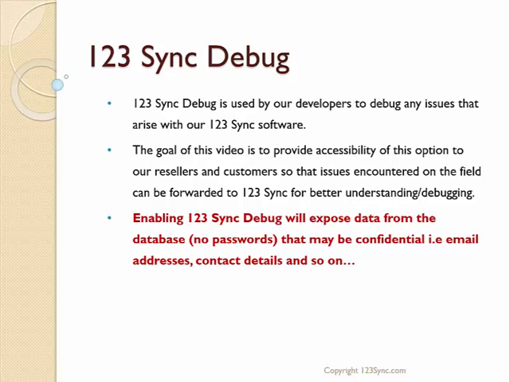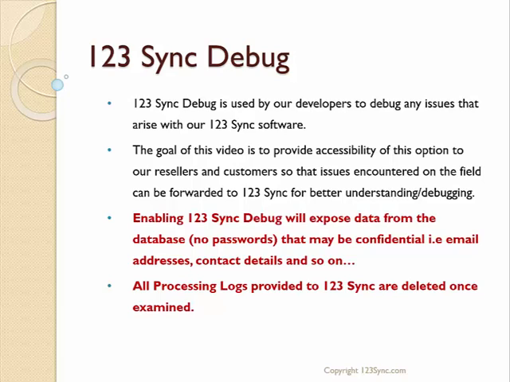Enabling 123 Sync Debug will expose data from the database. We don't expose any passwords, but we'll expose some email addresses we're trying to sync, contact details, and so on. All processing logs that are sent to us are deleted once we examine them. We don't keep any of that information. We delete the information from our systems.